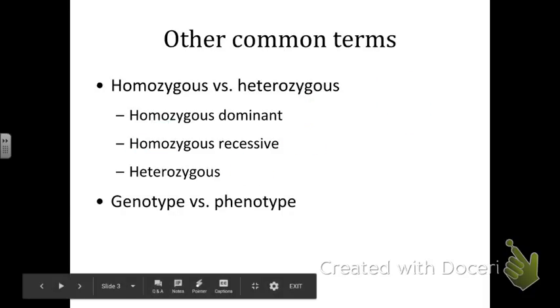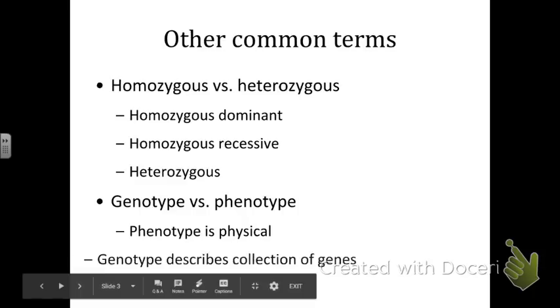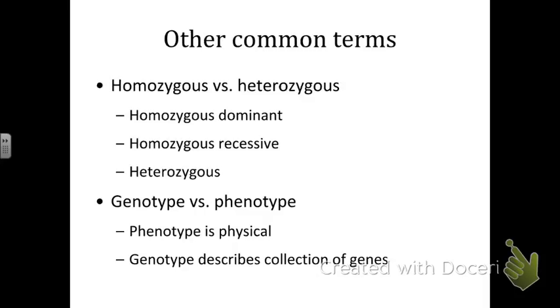All right, another term: genotype versus phenotype. The phenotype is the physical outward expression of the gene, so it's the result of having a particular collection of genes, whereas the genotype is what we just described above, homozygous versus heterozygous. That's the collection of genes that an individual actually has as the genotype.